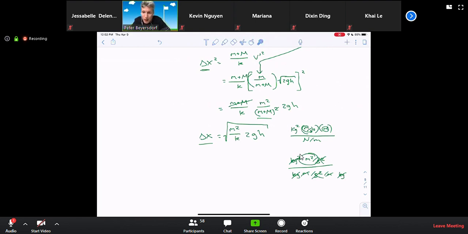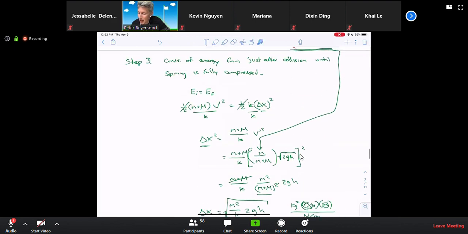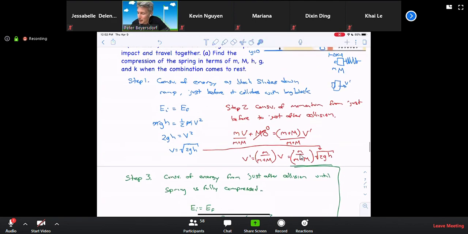In step 2, why was the initial velocity of m equal to 0? The initial velocity of little m was not. Okay, so let me go back to step 2.